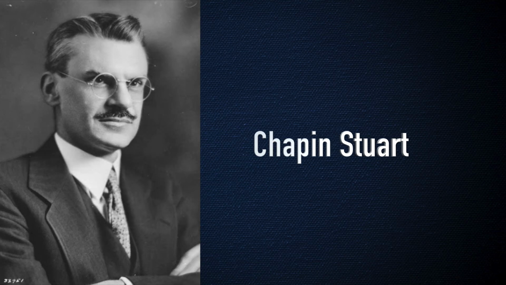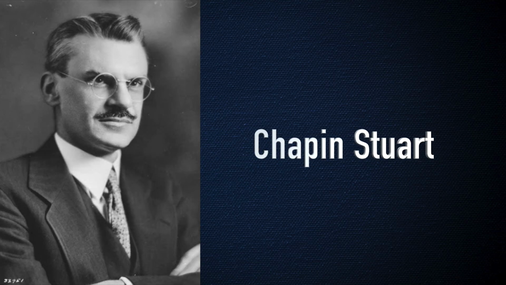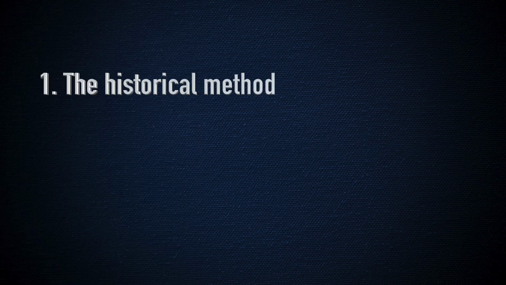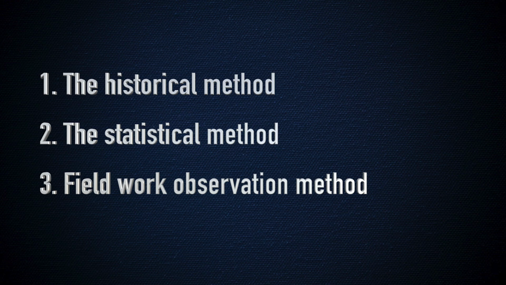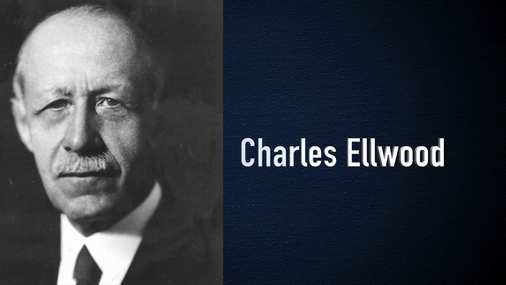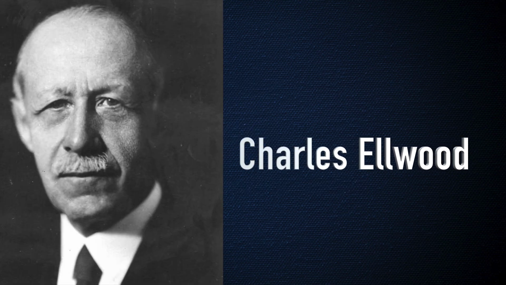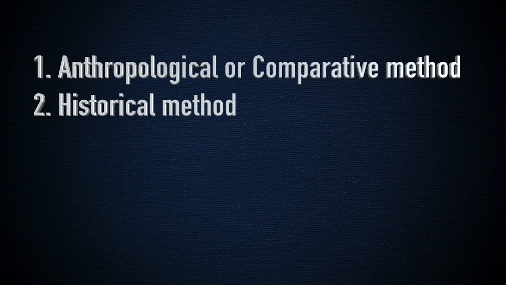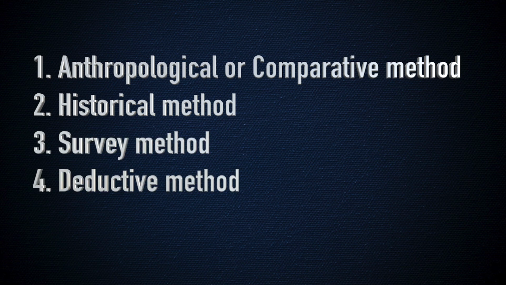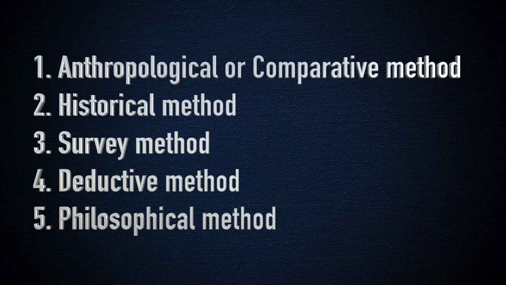According to the American sociologist there are three main methods of sociology. These are the historical method, the statistical method and fieldwork observation method. Charles L. Wood, American sociologist, has mentioned 5 methods: anthropological or comparative method, historical method, survey method, deductive method and philosophical method. Let us discuss some of the methods used in sociological research.